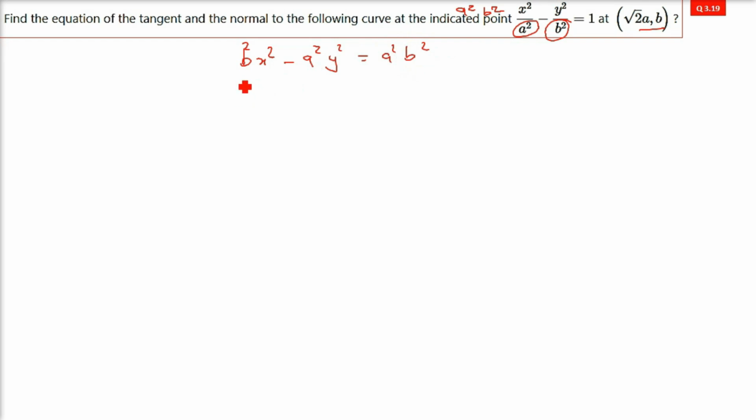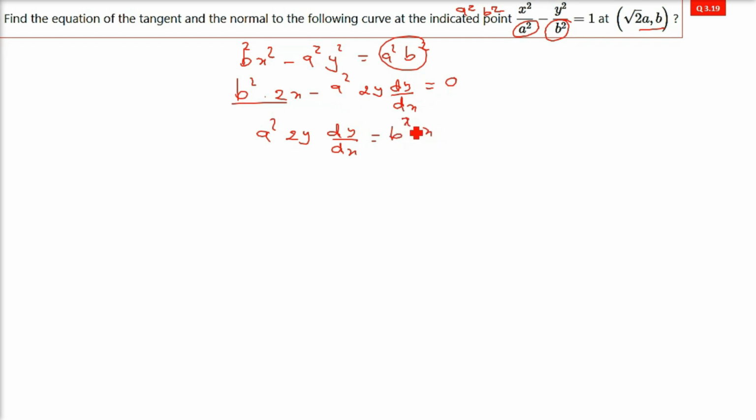Now let us differentiate it. b² times the derivative of x² is 2x, a² y² differentiation will be 2y dy/dx, and this one will be 0. Now we will get dy/dx, which is nothing but the slope of the tangent. So on the right-hand side, b²·2x divided by a²·2y will come. You can cancel the 2, and as I said, x and y are already given, that is, the point is already provided. So in place of x write √2a and y as b.